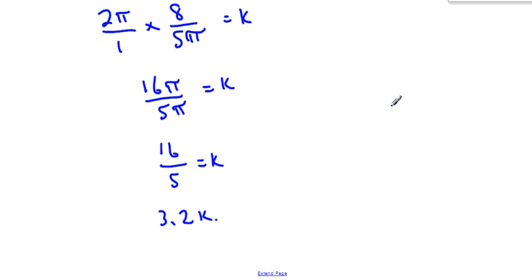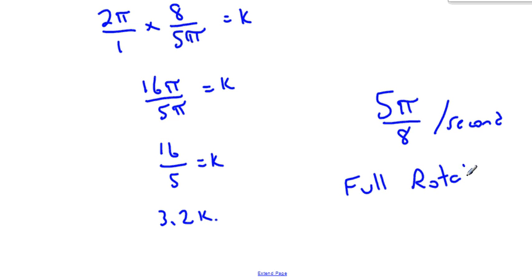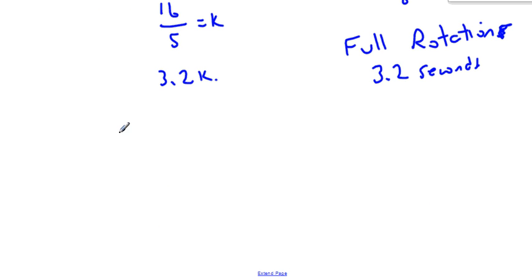So what that means is that this rotation of 5 pi over 8, which happens every second, I need this rotation to happen 3.2 times to get a full circle. And so that means that a full circle or a full rotation will happen in 3.2 seconds. So the rotational velocity of this particular question, we could say that it's one rotation in 3.2 seconds. That's the rotational velocity.